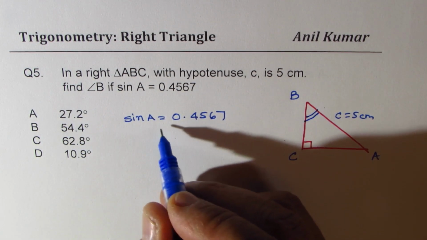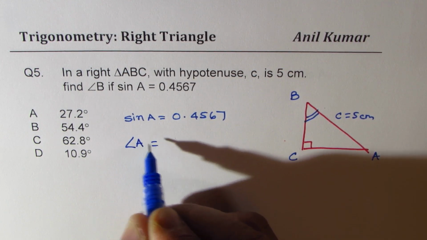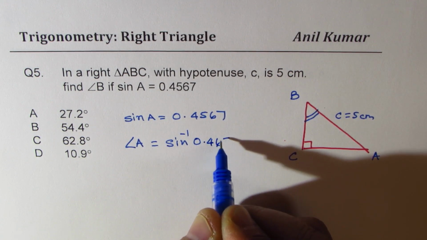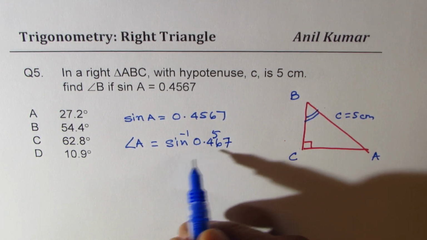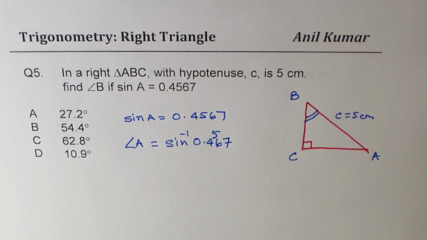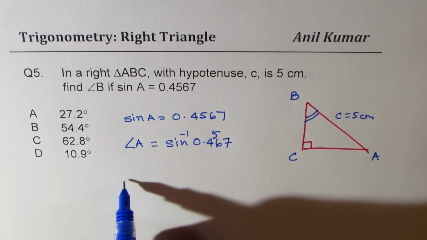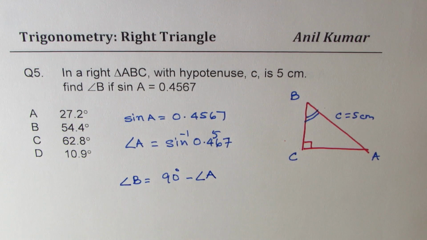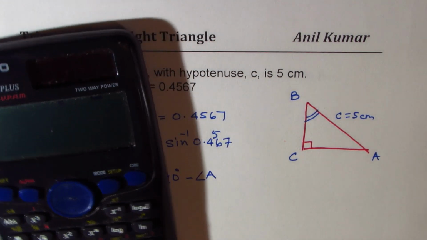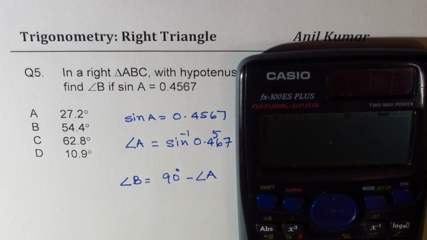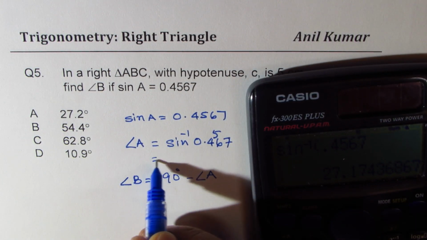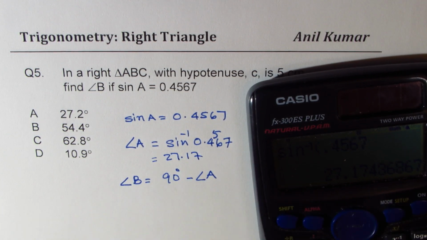That's the question. Now from here, we can find what angle A is. Angle A will be sine inverse of 0.4567. And then we can write down what angle B is, right? So angle B will be equal to 90 degrees minus angle A, correct? That is how we need to solve it. So let's first find sine inverse. Shift sine inverse 0.4567 equals to, we get an angle of 27.17.